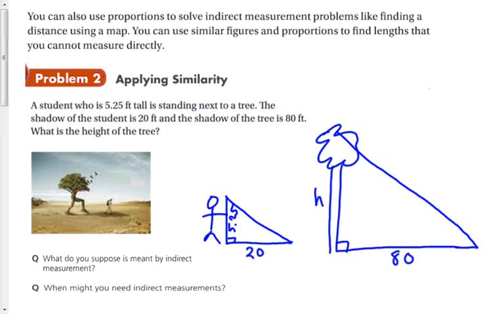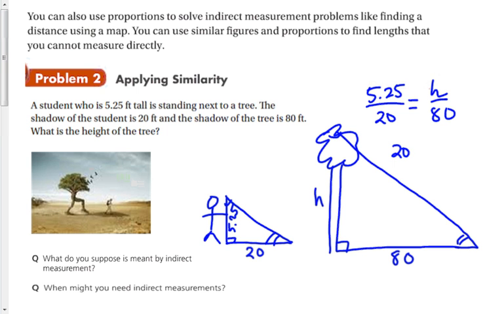And now we have two similar triangles. Remember, the sun's rays are the same, so those angles are the same. And if two angles of a triangle are the same, then the third angle will also be the same. So that one's going to be the same as that. So I can just create a proportion out of my ratios of corresponding sides. So 5.25 over 20 from the smaller triangle person is going to be the same as the height of the tree to 80 in the other one.